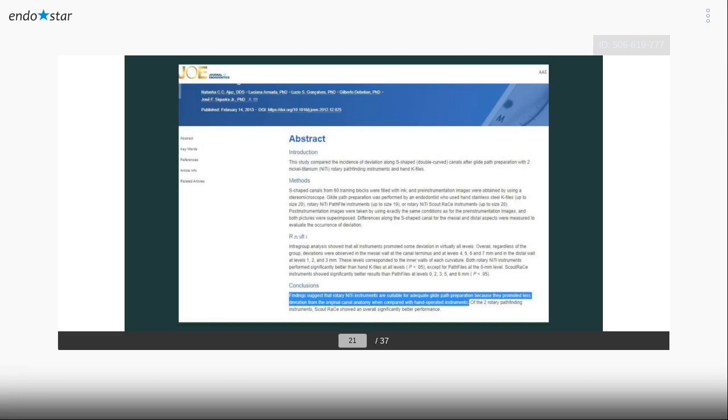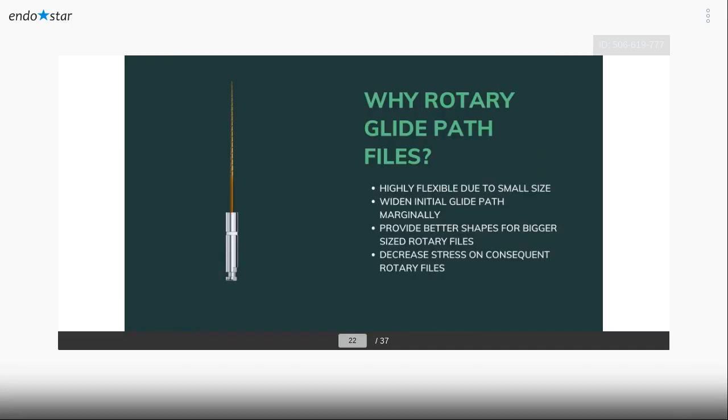So now why rotary glide path files? I would say mechanical glide path files don't need to necessarily replace hand files. The 10K file is absolutely essential to achieve patency, working length, and your initial glide path. Mechanical glide path files can follow the initial glide path created using hand files.